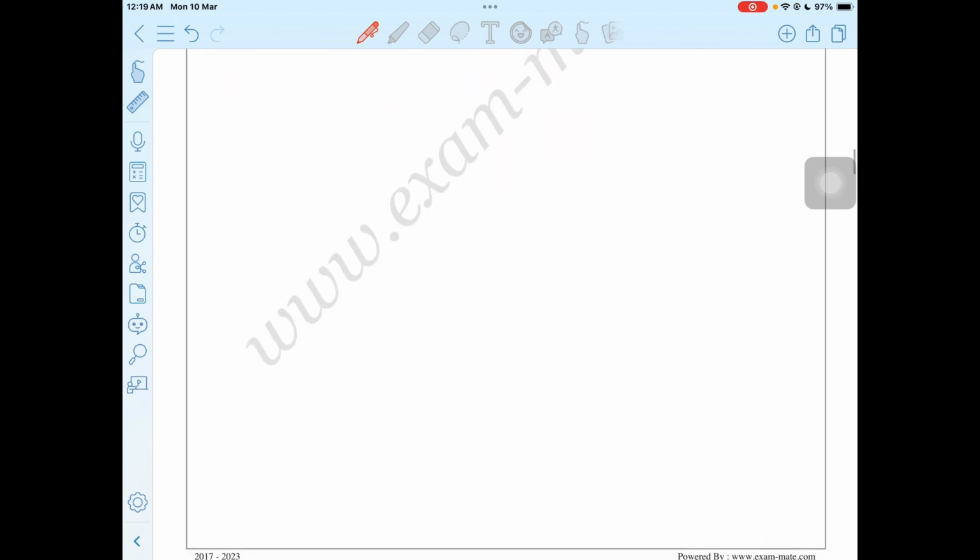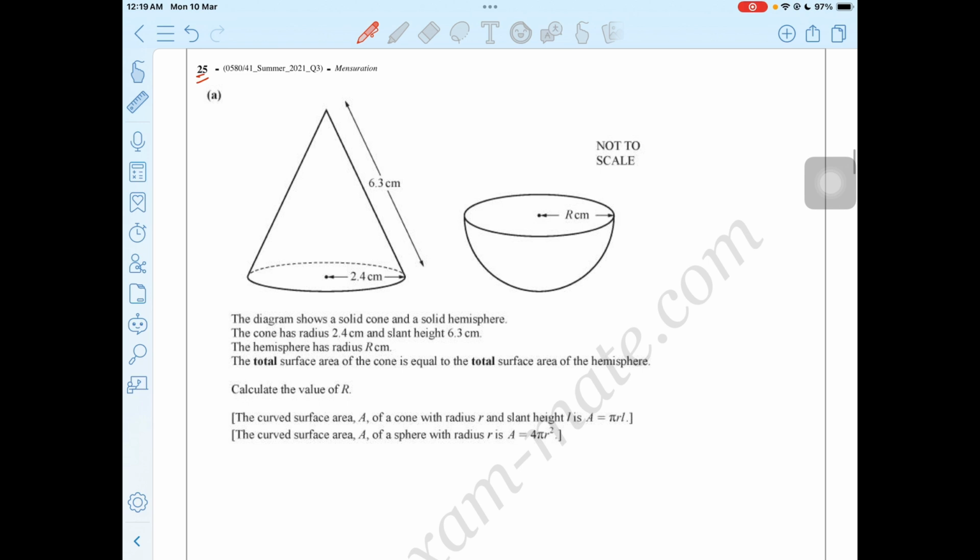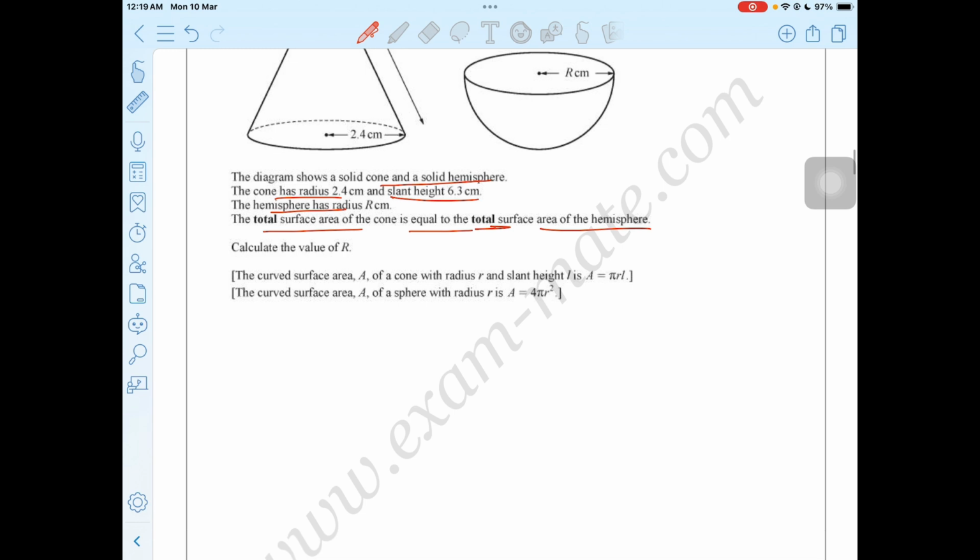Okay, now let's move on to question number 25. The diagram shows a solid cone and a solid hemisphere. The cone has radius this, slant height this, the hemisphere has radius r. Total surface area of the cone is equal to the total surface area of the hemisphere, right? So we are given the curved surface area of both, right?